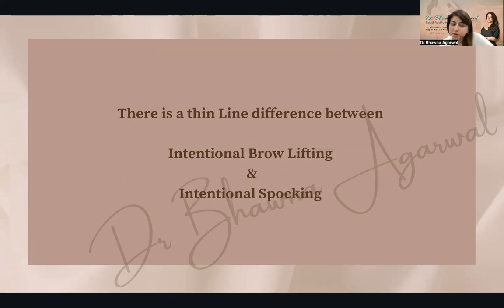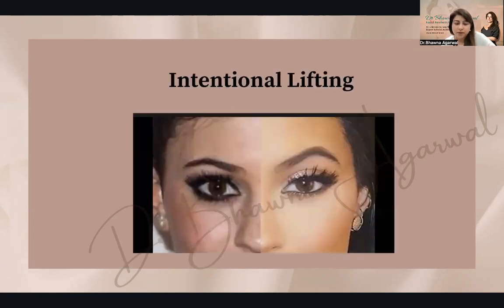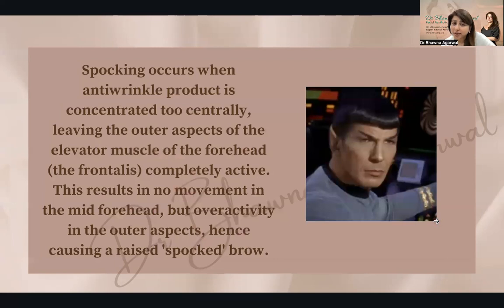Now, the key point to understand is that there is a thin line of difference between intentional brow lifting and intentional spocking. In intentional lifting, that is brow lifting, there's a slight arch between the medial 2/3 and the lateral 1/3 of the eyebrow. That is, the tail of the eyebrow is slightly arched. Whereas spocking will occur when there is a sharp angulation between the medial 2/3 and lateral 1/3 of the eyebrow.